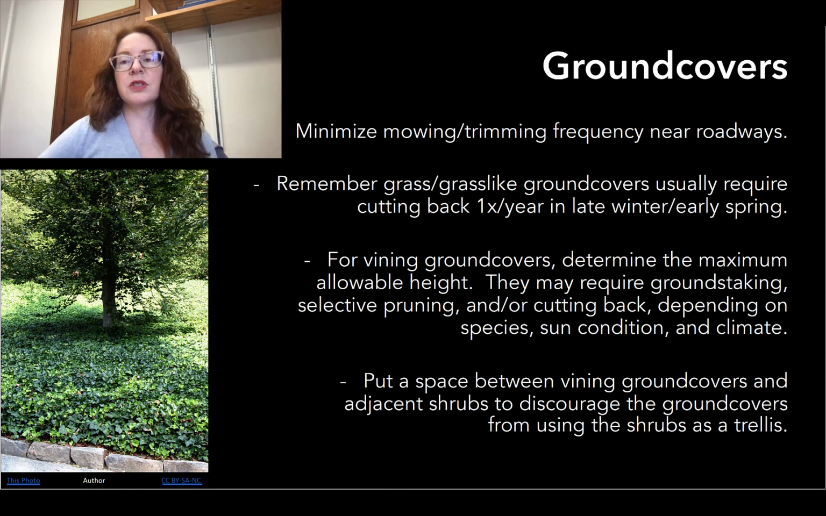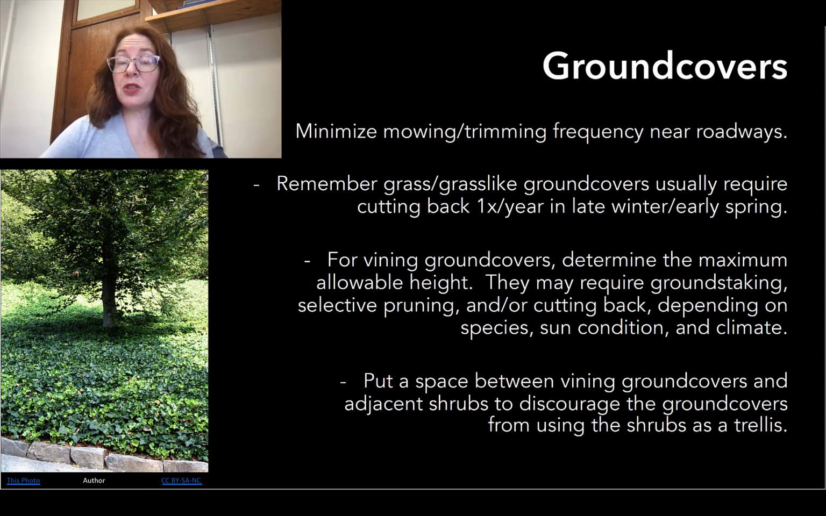So ground covers. Just like with annuals, we want to minimize the work that is done on ground covers adjacent to roadways. So if any trimming or mowing happens regularly, we want to rethink how we're designing that ground cover area to minimize exposure to roadways, or honestly, to completely eliminate it. Another good thing to remember is that grass-like ground covers are usually cut back once a year, usually late winter, early spring, and they're cut not completely to the ground, but within 6 to 12 inches of the ground, and then they reemerge from that.